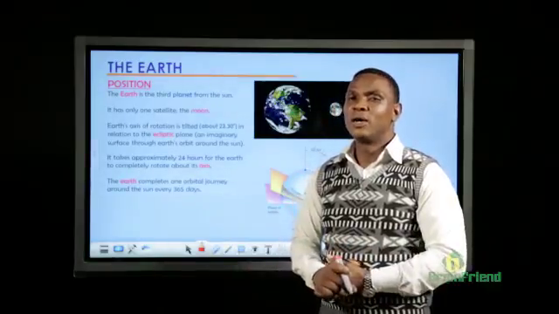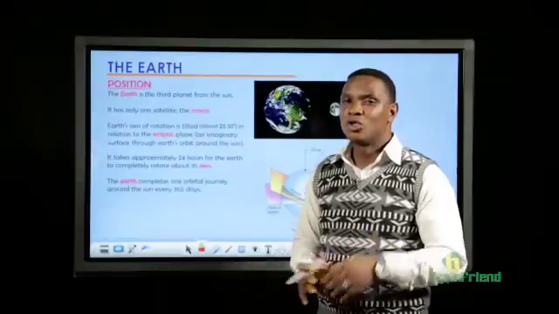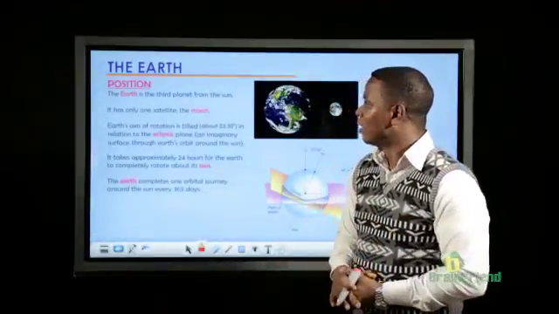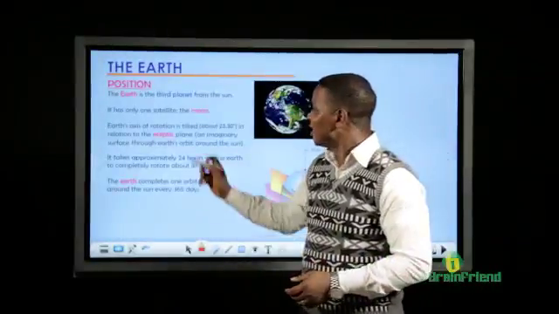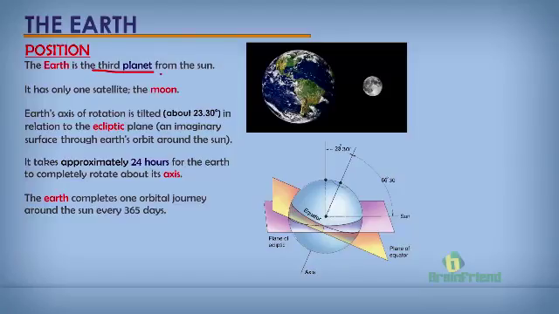Now, let's learn about the Earth, the planet in which you and I live. The Earth, like we've learned, is the 3rd planet from the Sun. The Earth has just one satellite, the Moon. As you can see, this is our Earth, and here is the Moon. The Moon, as a satellite, revolves around our Earth.